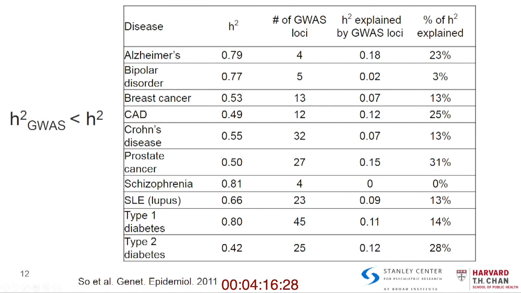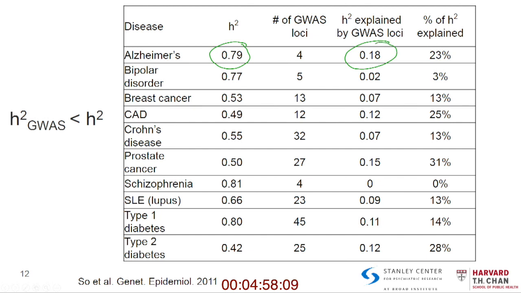However, you will notice that, interestingly, the number estimated using this method, using the genome-wide significant SNPs, is much lower than the number you get from the twins. For example, for Alzheimer's disease, the heritability estimate from the twins is as high as 0.79. But if you only take the significant SNPs from the GWAS, you will be able to explain only 18% of the heritability. So that's a big difference.